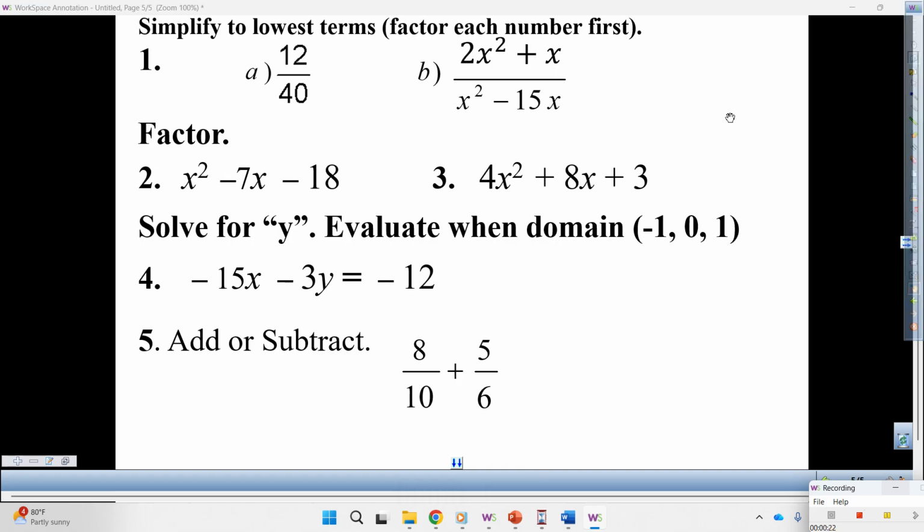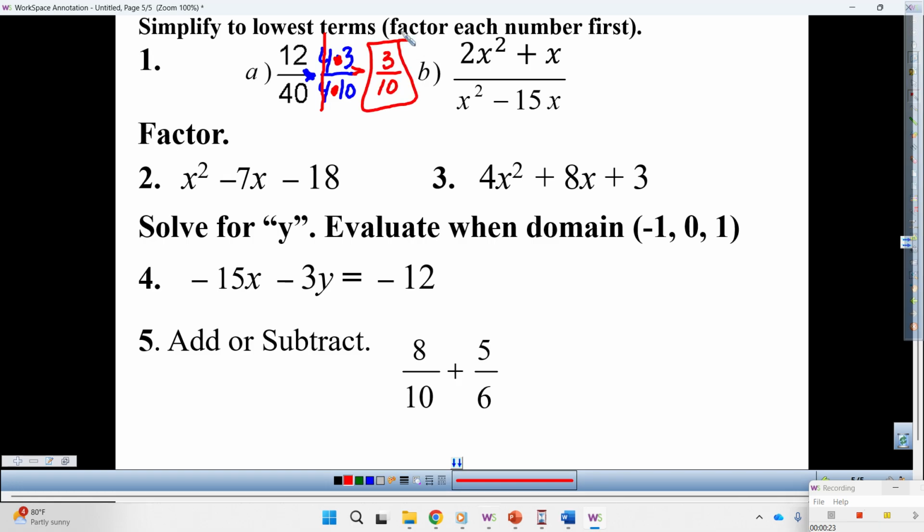1A. For 1A, what is our GCF for 12 and 40? Tell your neighbor, GCF for 12 and 40. All right. Leo, what's our GCF for 12 and 40? So this is 4 times 3, and the other one is 4 times 10. Since we have multiplication top and bottom, we can identify our giant 1. And that leaves us with 3 tenths.